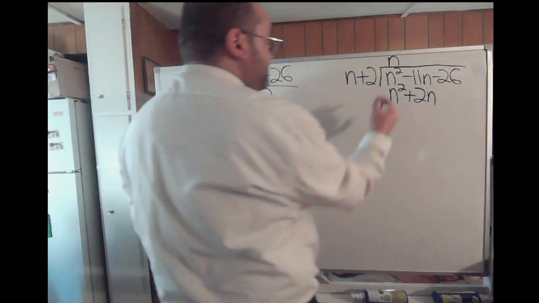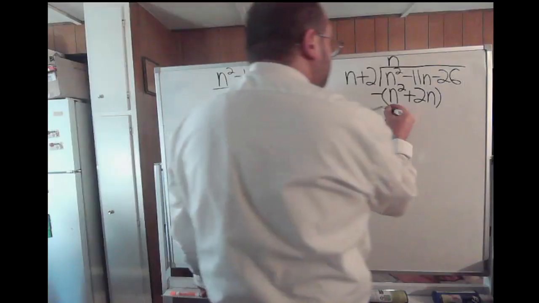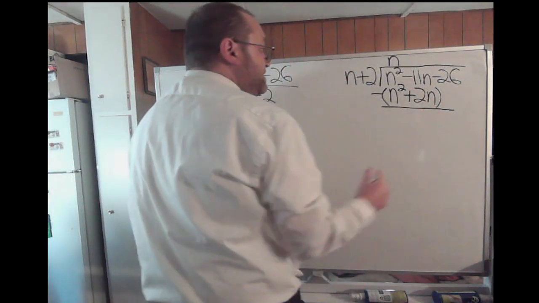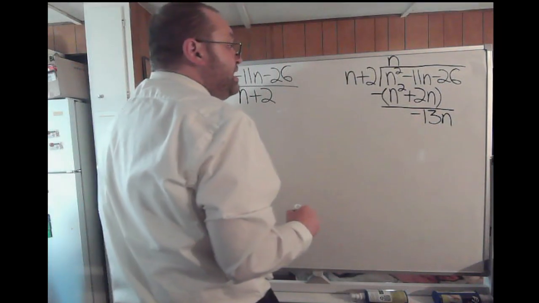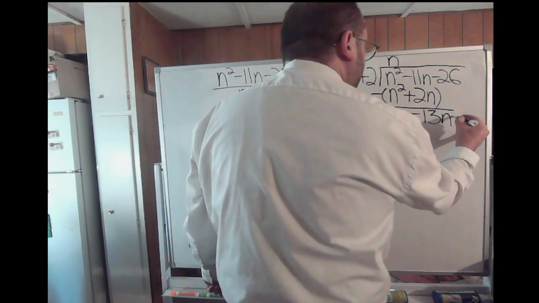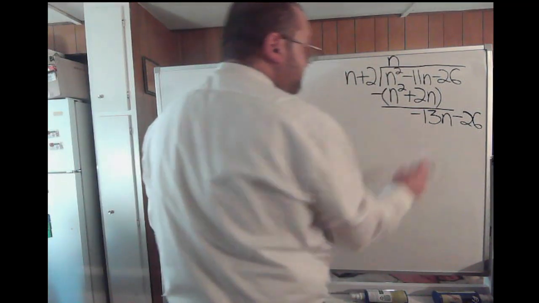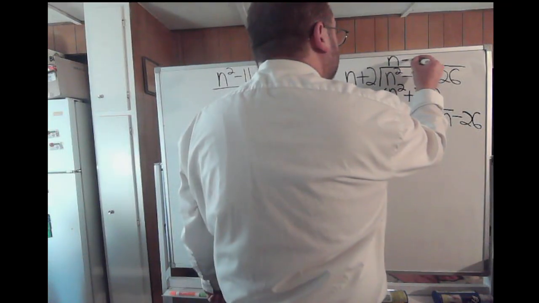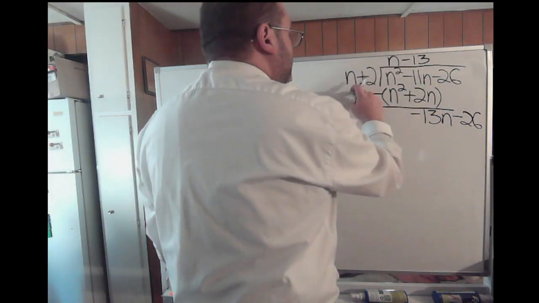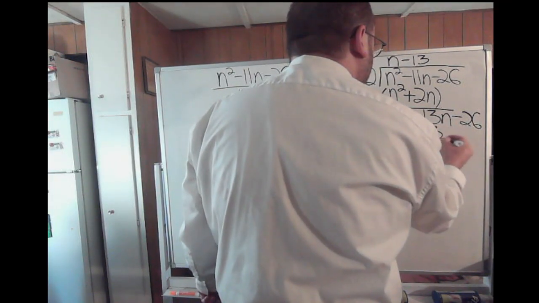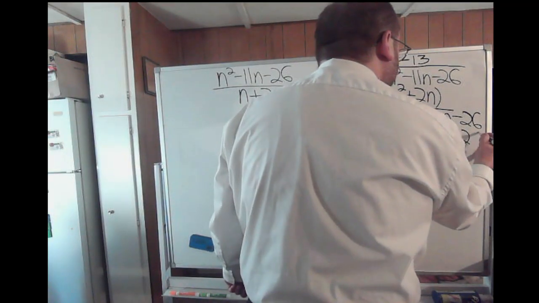Alright, well, now you subtract what you just got from your dividend. N squared minus n squared, that goes to 0. Negative 11n minus 2n, that's negative 13n. Okay? Once you have your negative 13n, you bring down your negative 26 from the dividend. Now focus on n times what equals negative 13n? Well, that'd be negative 13. So you would have n minus 13 in your quotient. Negative 13 times n, that's going to be negative 13n. Then you have negative 13 times positive 2, that'd be negative 26.